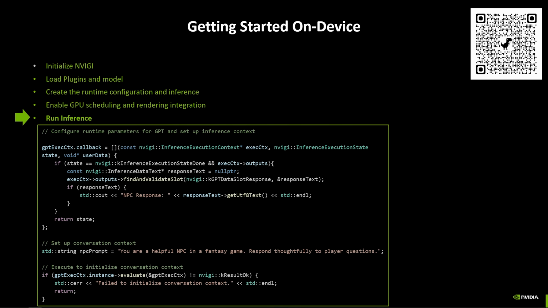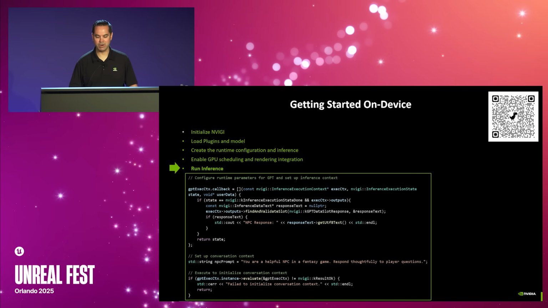In this case, I'm going to try a different one. You're a helpful NPC in a fantasy game. Respond thoughtfully to player questions. And at the bottom here, I just call evaluate, pass in my context, making sure that there are no error messages. And a little bit later on, the callback function will return, and I can print the response from the NPC to the standard output. Simple as that.